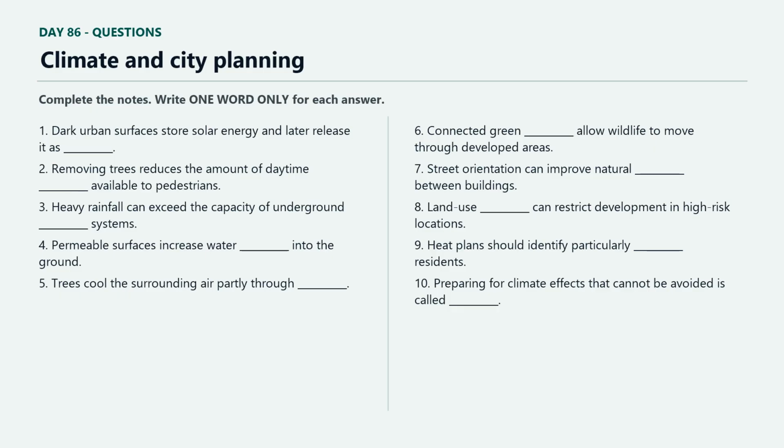To conclude, climate-responsive planning connects physical design with environmental processes and social needs. Effective action requires evidence at neighborhood scale, coordination across services, and regular review as conditions change.